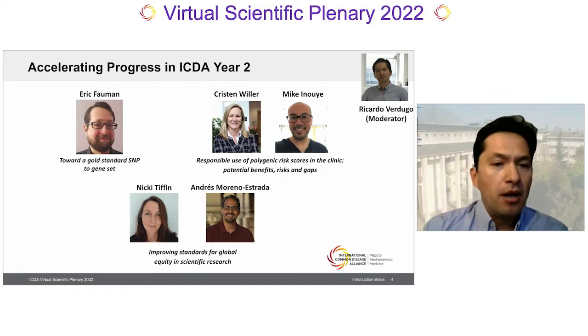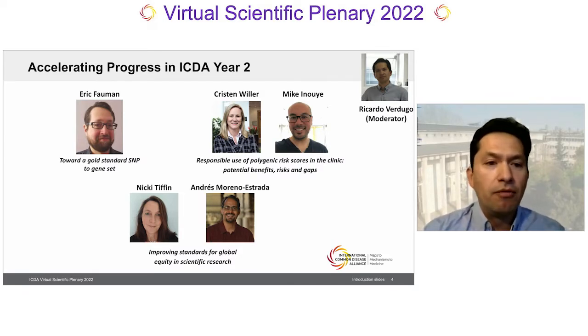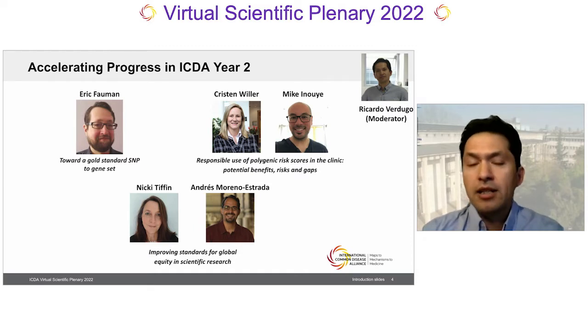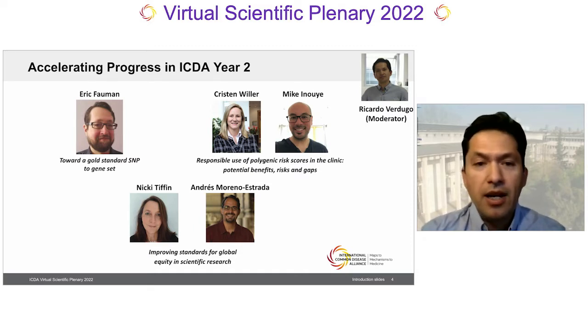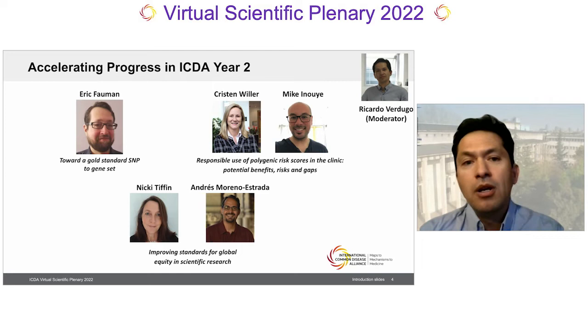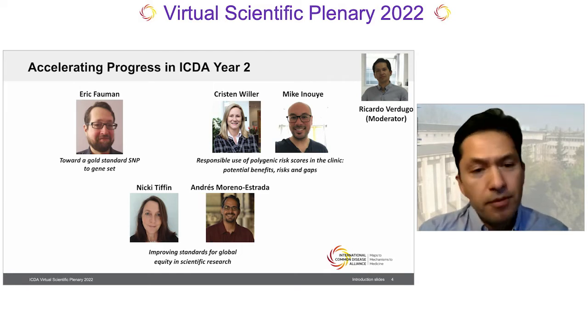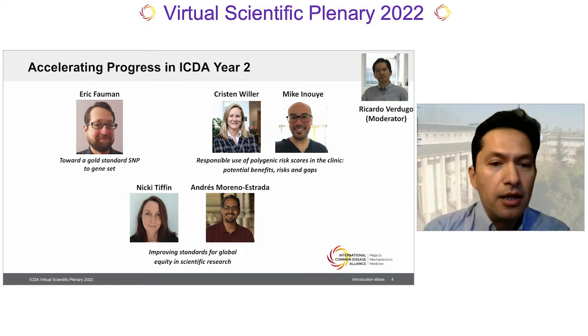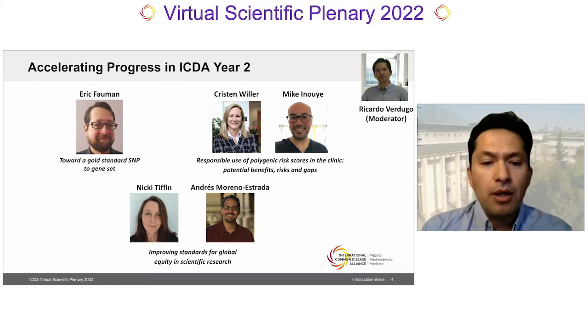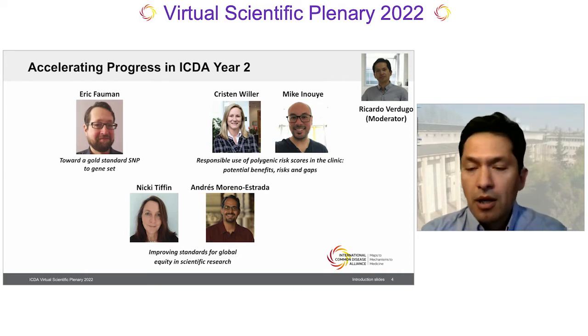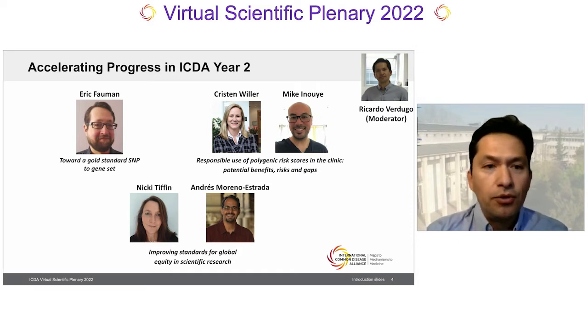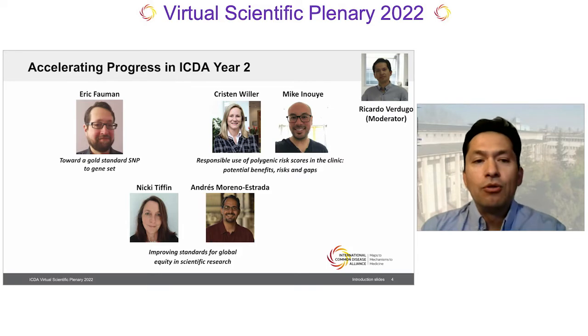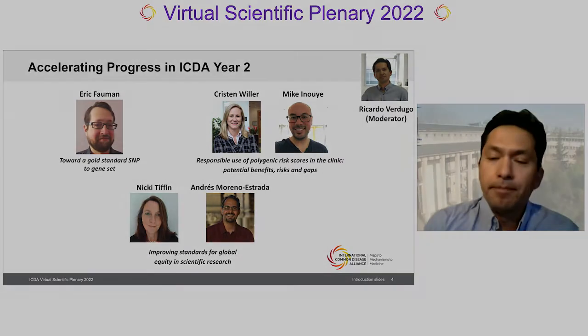We have several speakers. We'll start with Eric Fauman, who will update us about the development of a gold standard SNP to gene dataset. That is one of the recommendations by ICDA. Then we'll hear about the advances in the field of polygenic risk scores by Cristen and Mike Inouye. And finally, we'll end up with Nicki Tiffin and Andrés Moreno-Estrada, who will update us about the developments of the Global Equity Working Group at ICDA. So without further ado, I will let Eric get started with the first talk.